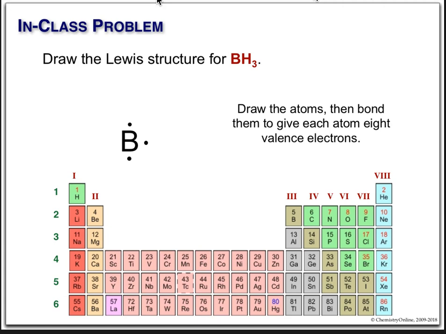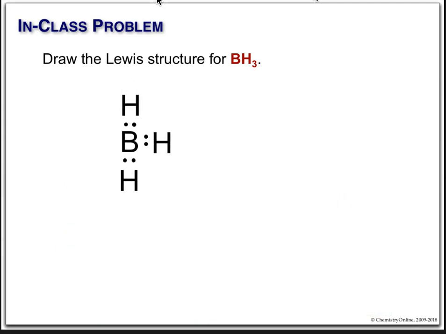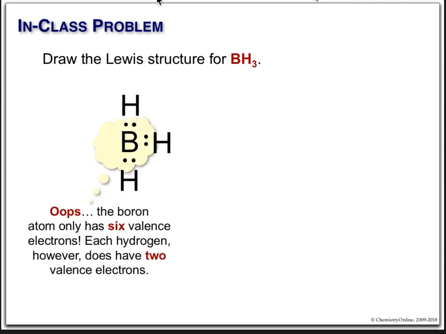Now, hydrogen is over here in the 1st group, so it has 1 valence electron. We have 3 of them, so we'll put them around our boron. Now, clearly we can make bonds here, here, and here. But when we do this, our poor boron is stuck with only 6 electrons.